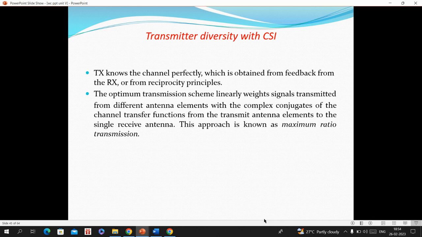I welcome you all to the wireless communication lecture module. In this lecture, we are going to discuss transmitter diversity with and without channel state information.